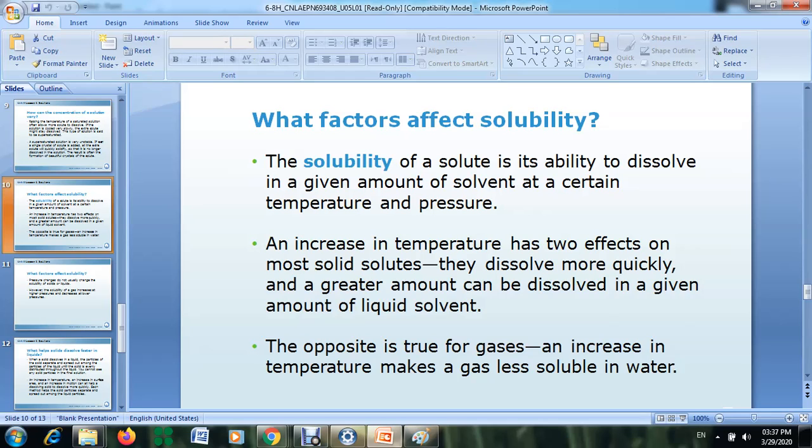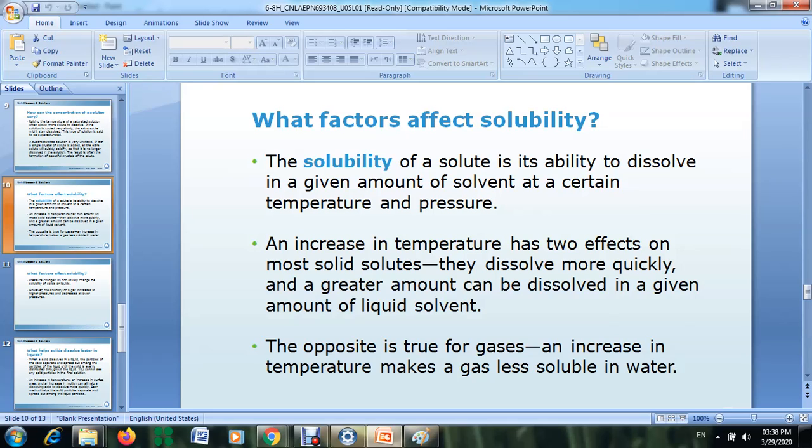Hello everyone. Today we're going to talk about solubility. First, we're going to compare the solubility of solutes. Then we want to explain how temperature and pressure affect solubility. Then we want to identify factors that affect how fast a solid solute dissolves in a liquid solvent.